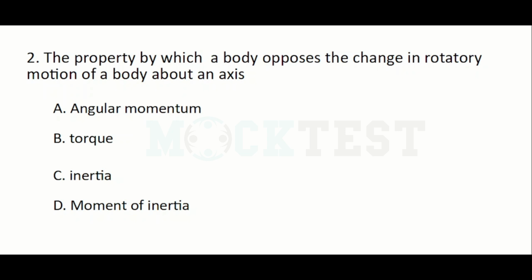The property by which a body opposes the change in rotatory motion of a body about an axis. Option A angular momentum, option B torque, option C inertia, option D moment of inertia. The answer is moment of inertia.